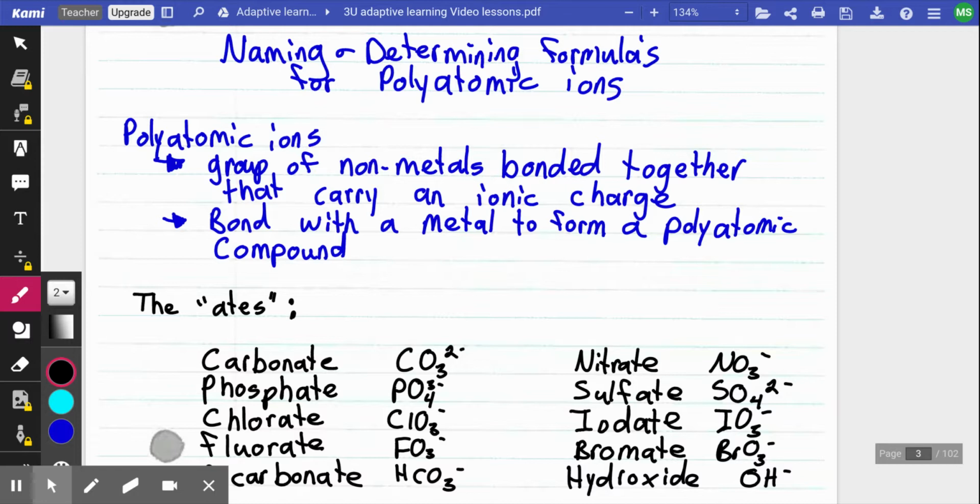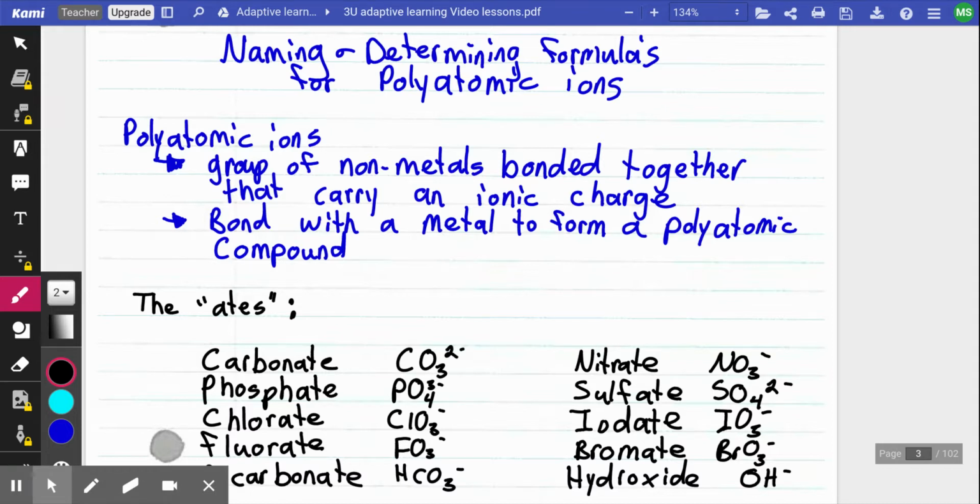You kind of have to consider that it's just one thing that carries an ionic charge and that will crisscross. The ratio of nonmetals that are bonded together in this polyatomic ion stays the same. And it never changes unless it's undergoing a chemical reaction. It can undergo a chemical reaction and become a different polyatomic ion. But because this group of nonmetals carries an ionic charge, it can bond with a metal to form a polyatomic compound.